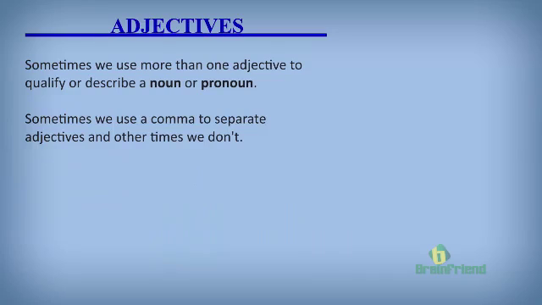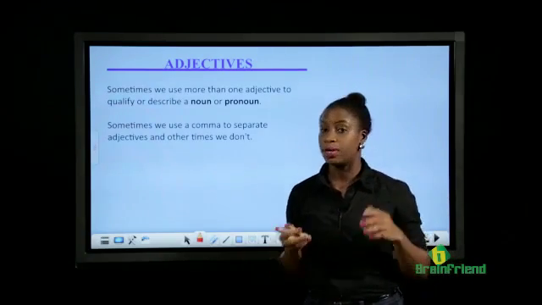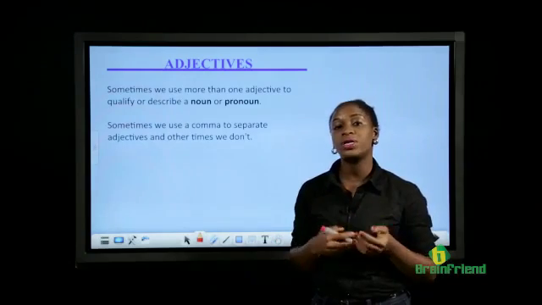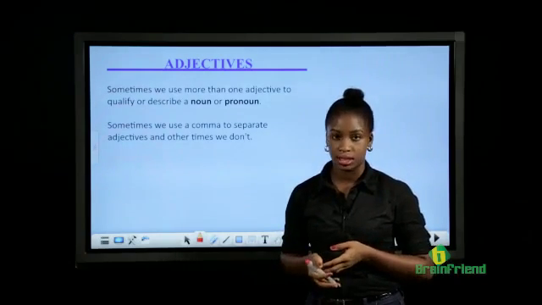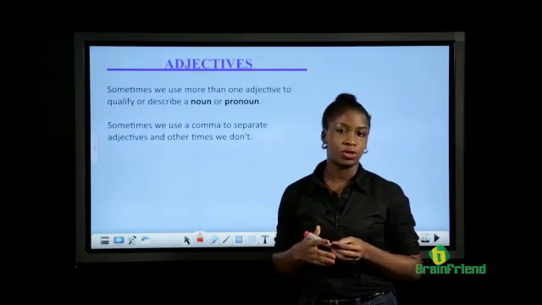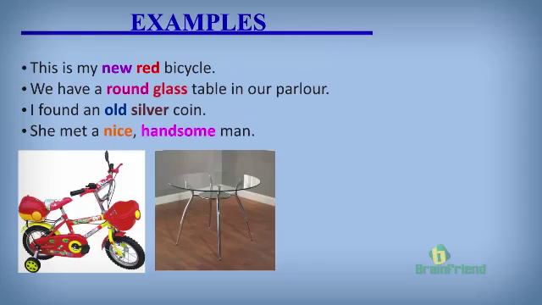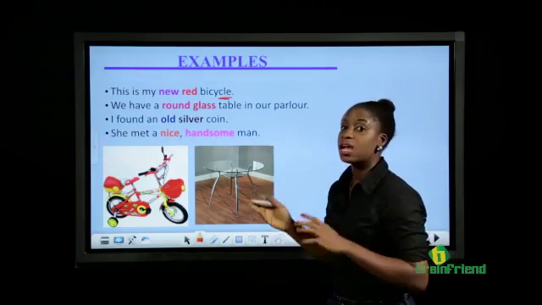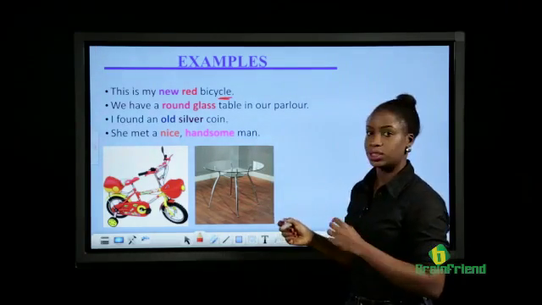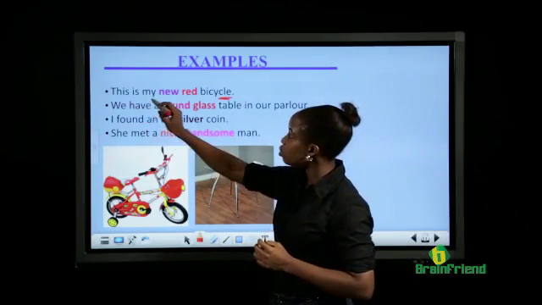Now, sometimes in our sentences, we use more than one adjective to qualify or describe a noun or pronoun. Now, when we use more than one adjective like this, sometimes we use a comma, and other times we do not use a comma. Let's look at that in some examples. This is my new red bicycle. What is the noun in the sentence? Correct, bicycle. Bicycle is the noun. It's the name of a thing. Now, which word describes bicycle? Let's read the sentence again. This is my new red bicycle.